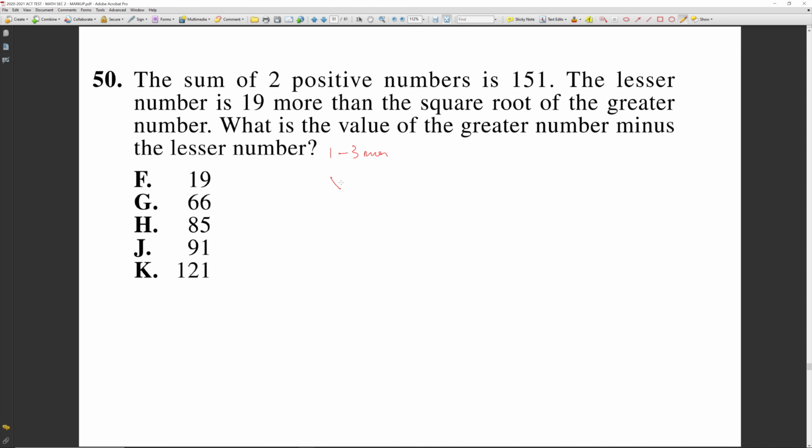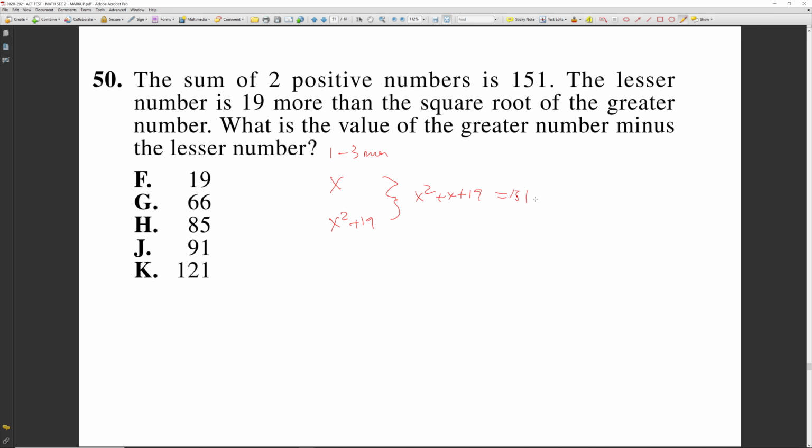Okay, so everything's related to x. The lesser number is 19 more than the square root of the greater number. So that means the number has to be squared when you compare it, and then you add 19 to it. So you have to add these two together because it says the sum. So once you add these two together, you get x squared plus x plus 19 is equal to 151.